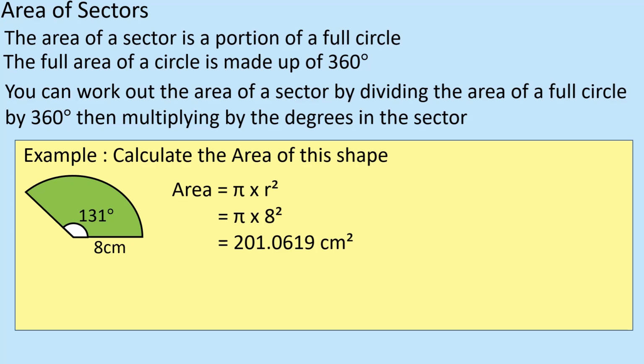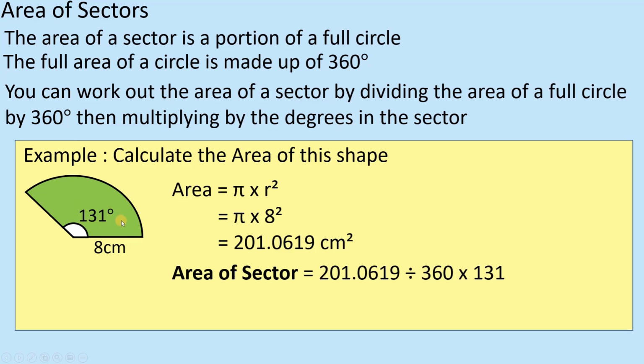But of course, we don't have a full circle. We only have a fraction of the circle. So we're going to divide it by 360, which is what it says over here, and then multiply by the degrees in the sector. So divide by 360 and times by 131, and that's going to give us the area of that sector.